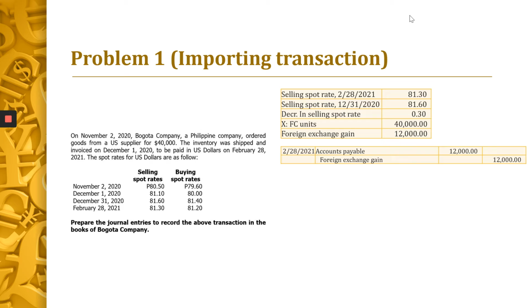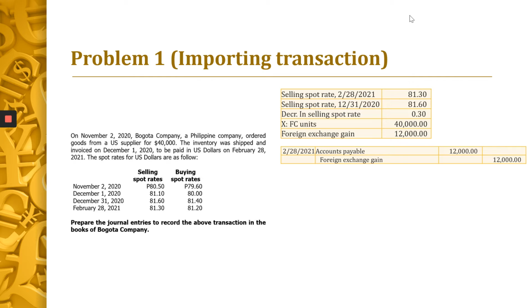Okay? So summarize muna natin before natin ituloy itong mga remaining journal entries natin. Pag tumaas ang selling spot rate, tataas ang utang, that is unfavorable on our part. That's why we need to recognize a loss. On the other hand, kapag bumaba naman ang selling spot rate, that is favorable on our part. Therefore, we will have to recognize gain. Malinaw ba tayo so far?